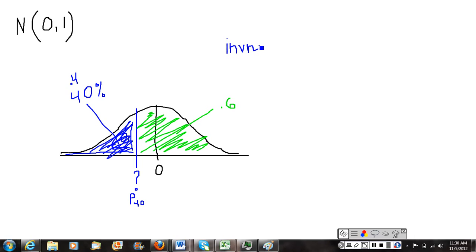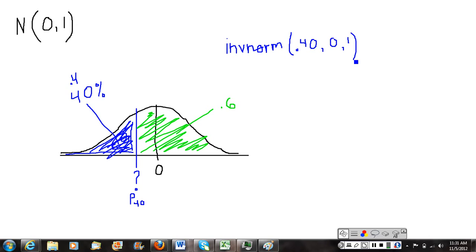When you use inverse norm, now we have a moment to think and say, okay, first thing it wants to know is the area. Well, does it want the 40 area or the 60 area? The thing to remember for inverse norm is it always wants the area to the left of the value of interest. So here's my value of interest. The area to the left is 40% as a decimal. That's 0.40. So that's what I have to enter into inverse norm. Then it wants the mean and the standard deviation. So my mean is 0. My standard deviation is 1.